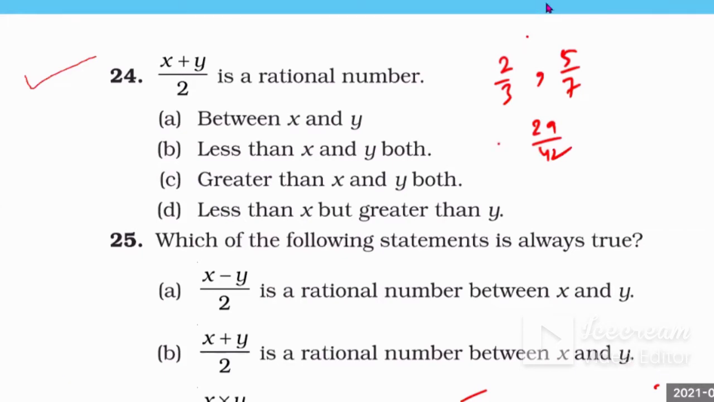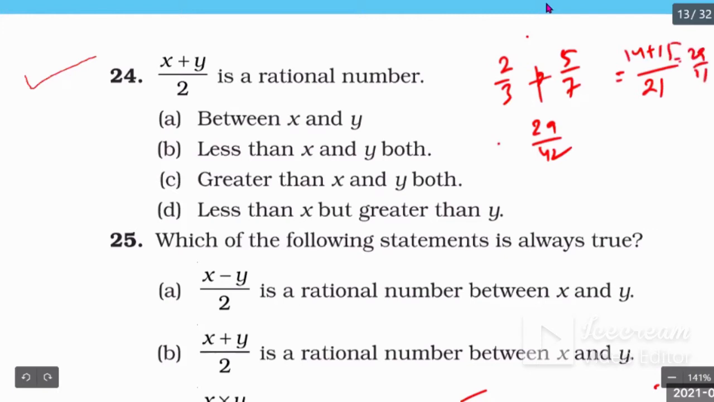So what is the total? If you add this both, 7 threes are 21. 14 plus 15, that is 29 by 21. Then you have to multiply by 1 by 2. So 29 by, 2 ones are 2, 2 twos are 4, 42. Very good. Yes, it is correct.